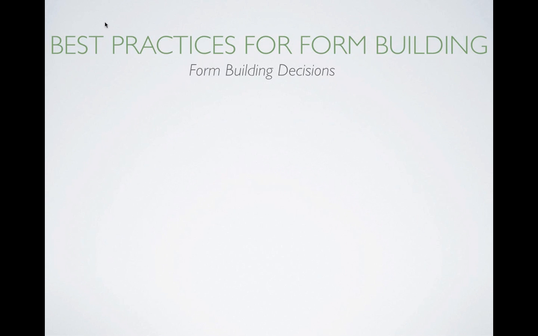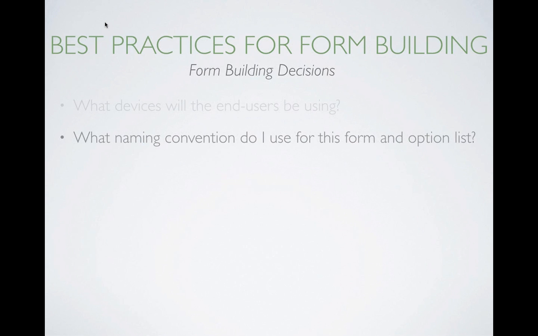Continuing with best practices, I have a list of form building decisions. The first one is, what devices will the end users be using? Again, noting that the Android and the iOS functionality is slightly different with element types. What naming convention do I use for the forms and for the option lists?